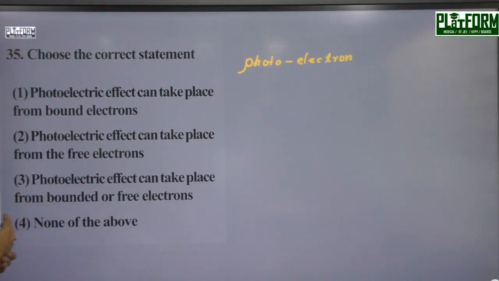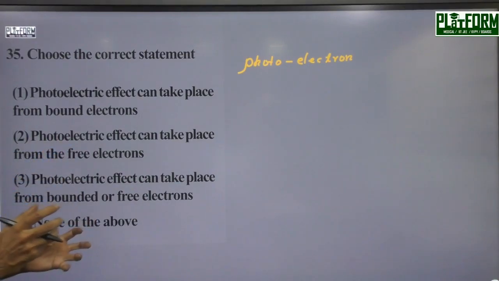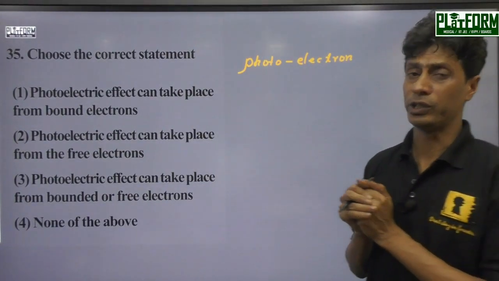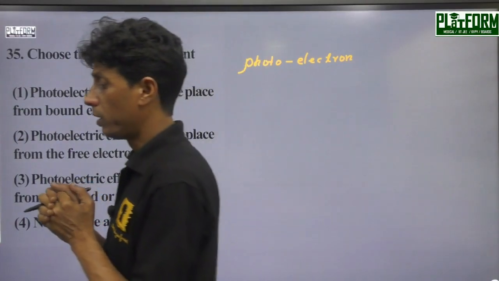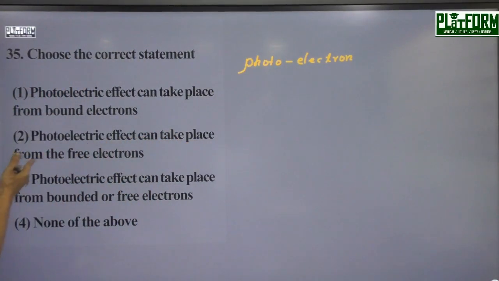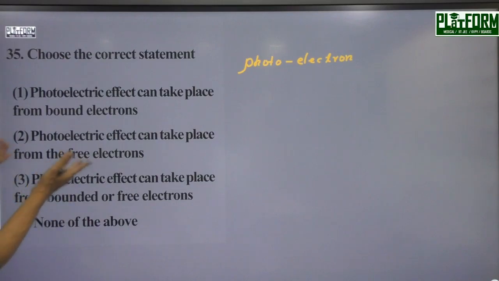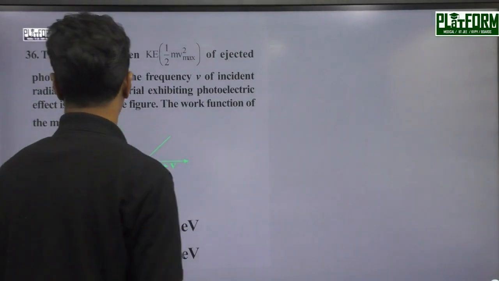Though the question asks about bound electrons, the photoelectric effect cannot take place from bound electrons. A bound electron means an electron which is very near to the nucleus and rigidly bound to it. So there is no question of the bound electron. The photoelectric effect can take place from free electrons, though no electron is completely free, it is quasi-free. So since the statement is given in this way, the right option is 2, free electron, you can roughly say. Next problem.